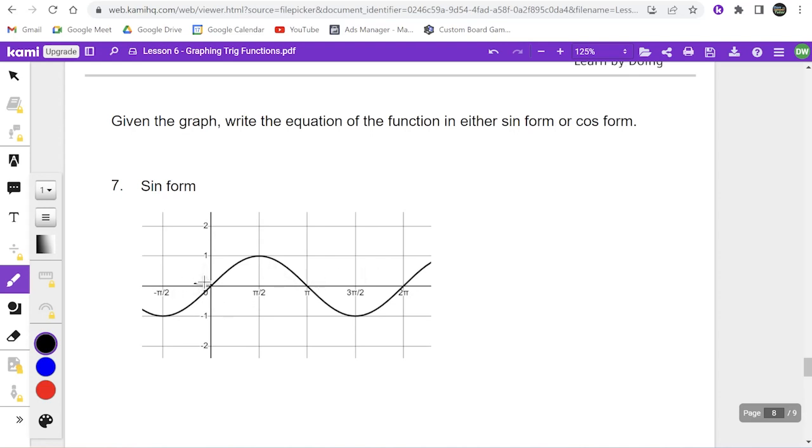First for A. A is the amplitude, measured from the middle to the top. Looks like my amplitude is going to be 1. That means A equals 1. The next thing I need to find is B, the period. Well, it's related to the period, at least. So hopefully you realize period is the distance from one point to the same point.